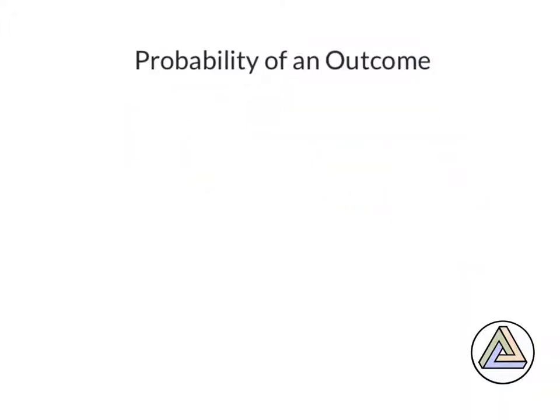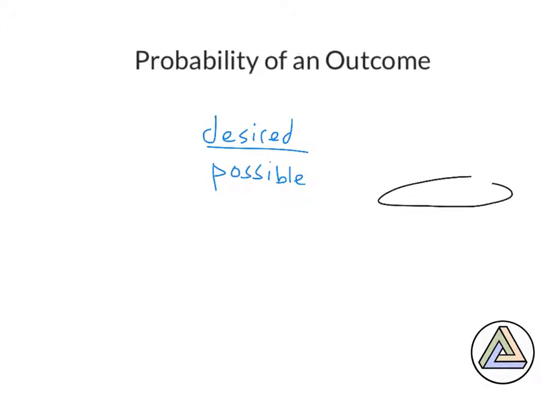Probability of an outcome. The probability of an outcome is always going to be the desired outcomes over the possible outcomes. For example, imagine we have the classic bag with marbles in it. This is a bag, and we have 3 blue marbles, 1 red marble, and 3 green marbles. What's the probability of pulling out a green marble?